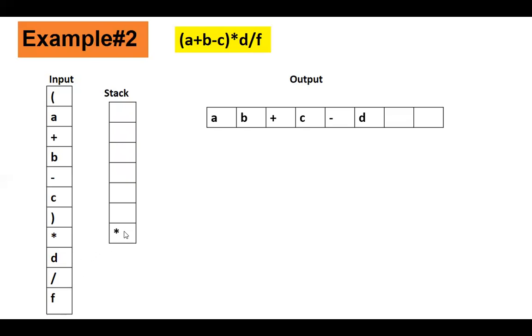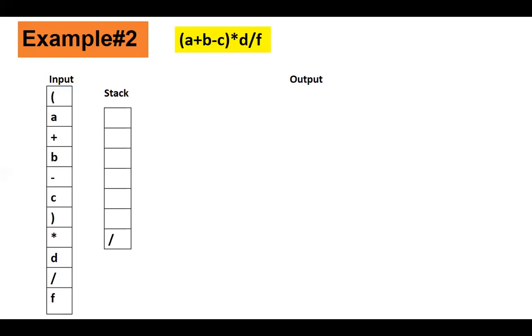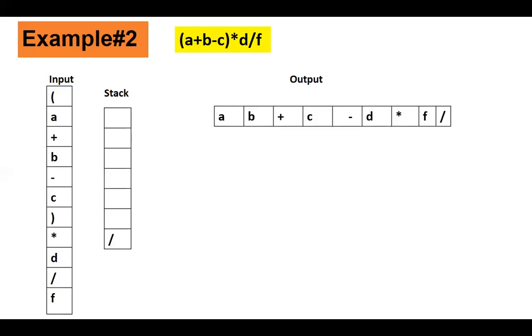Now both these operators have the same precedence. Then you check the associativity. If the precedence is the same and the associativity is left to right, then pop out the symbol from the stack, add it to the output and push the incoming symbol or operator onto the stack. So star is popped out and the division symbol is added onto the stack.